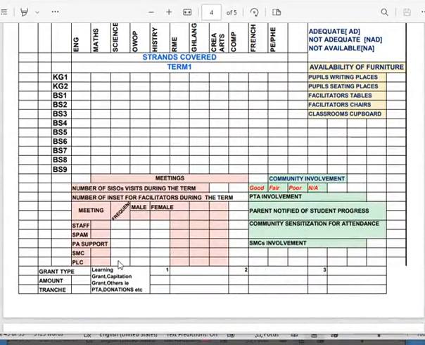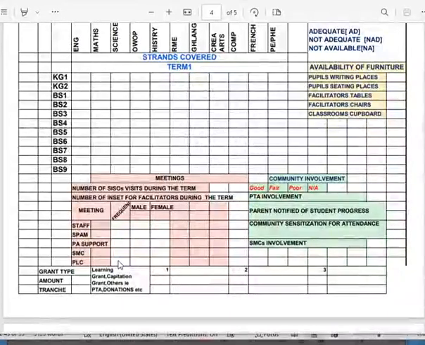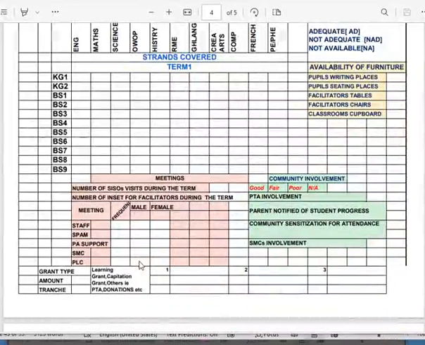How many times was PLC organized in the school? Ideally, we're supposed to have 8 PLCs within the term. So if you had more than that or below the number, it doesn't matter. You put the records over here. Then you add in all the meetings the number of males present, and the number of males who attended the PLC meetings, record it here.